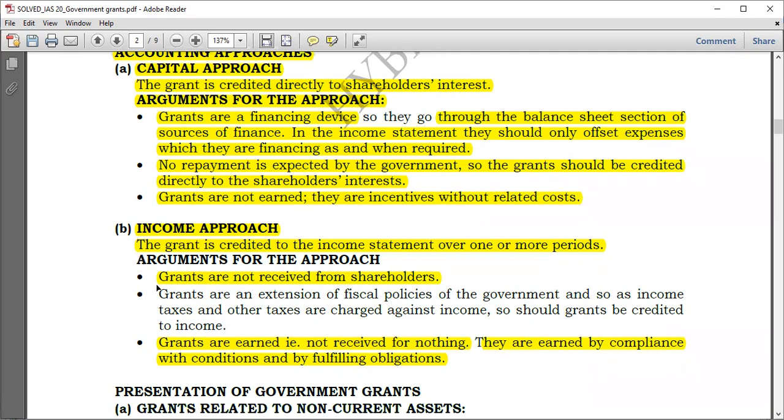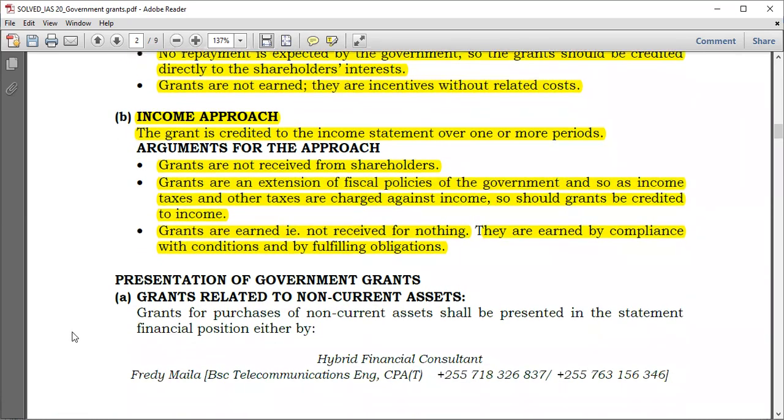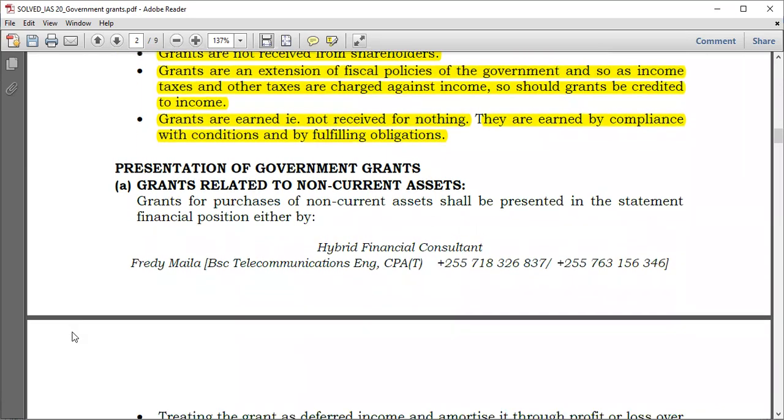The income approach also says that grants are an extension of the fiscal policy of the government. Just like you account for income taxes in the income statement, government grants and other forms of fiscal policy should also go to the income statement, right? So this is how we do it: we apply the income approach when dealing with government grants. So that's what we will do now.